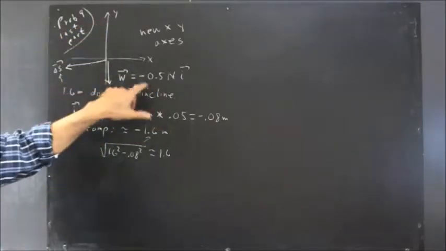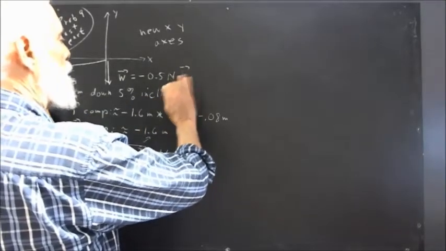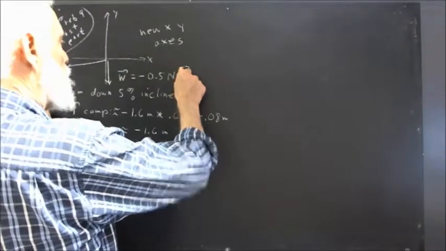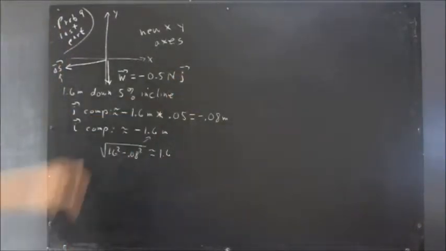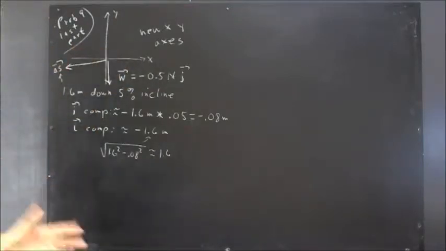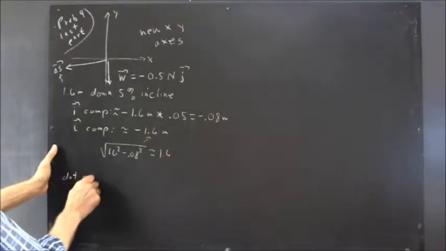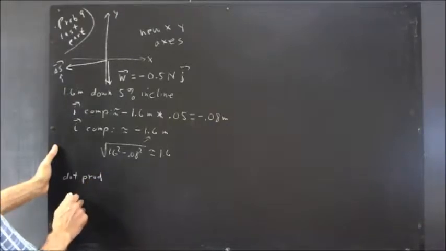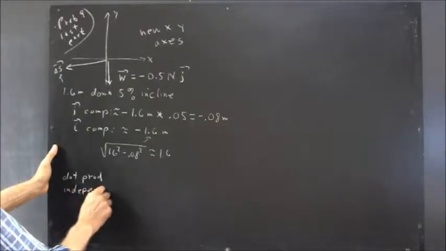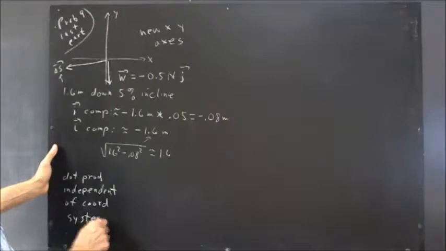And your weight vector is going to be negative 0.5 newtons times, having a bad time with I and J today, times the J vector. Okay, so W is down like this, and delta S is like this. Now, your dot product, it's probably worth noting this, is independent of the coordinate system. It's kind of an important idea.